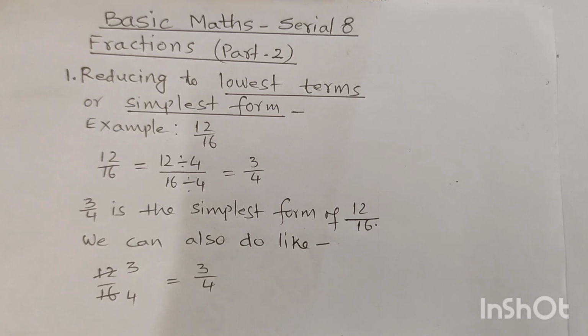Reducing to lowest terms or simplest form. We have an example of 12 by 16. This fraction has to be reduced to its simplest form. We divide numerator and denominator by 4 and we get the fraction 3 by 4. This 3 by 4 fraction is the simplest form of 12 by 16. This cannot be simplified further. We can also cancel by 4 as we have shown and write like this.